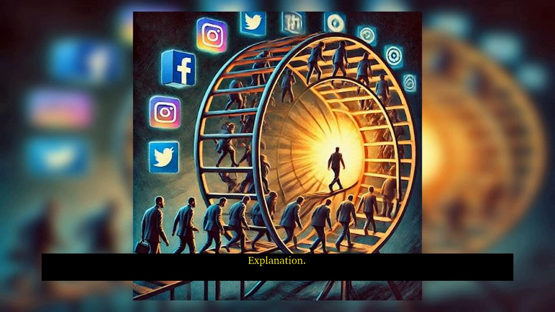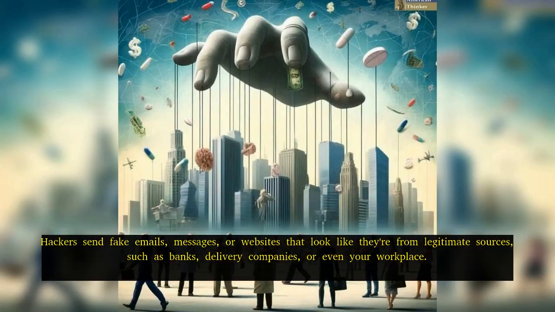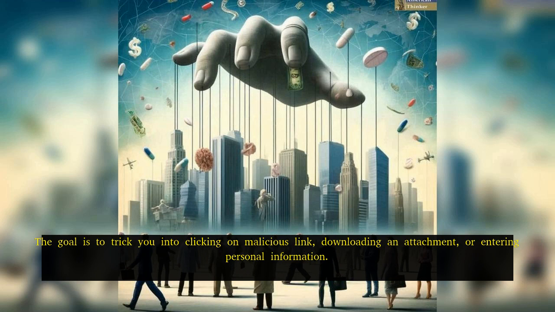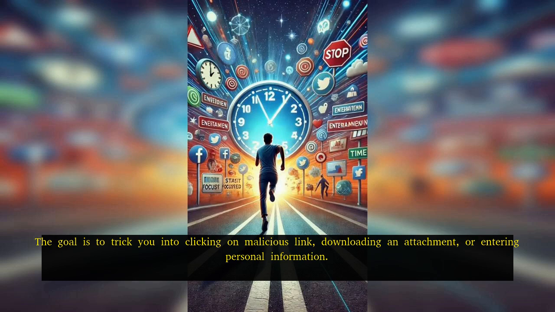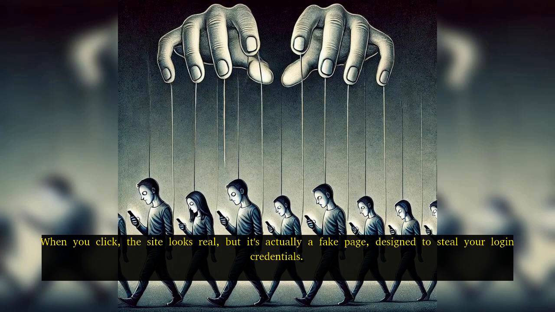1. Phishing. Explanation. This is the most common form of social engineering. Hackers send fake emails, messages, or websites that look like they're from legitimate sources, such as banks, delivery companies, or even your workplace. The goal is to trick you into clicking a malicious link, downloading an attachment, or entering personal information. Example: you get an email from PayPal saying your account is suspended. It has a link to verify your account. When you click, the site looks real, but it's actually a fake page, designed to steal your login credentials.